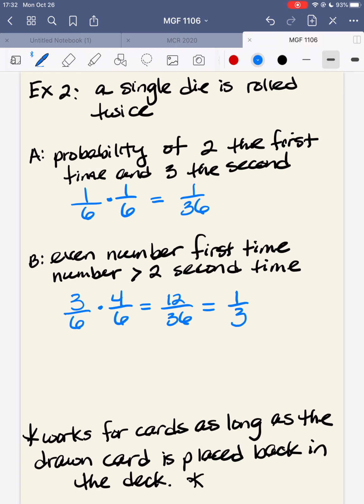This also works for decks of cards. The only thing you have to worry about with decks of cards is that when you draw a card out, it takes it out of the mix. So you have to make sure the card that you pick is placed back inside the deck. This is called with replacement. If the card is put back into the deck and reshuffled, then this works for cards. Otherwise, when you draw a card, it takes away from the deck. We're going to do a bunch of examples with cards later on where that does not happen, where we draw the card and it's done. But keep in mind, this idea works as long as the card that you draw is placed back into the deck before you draw again.